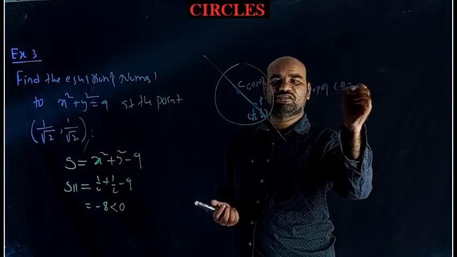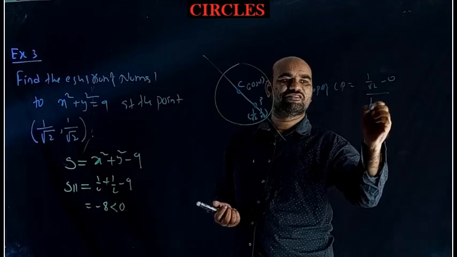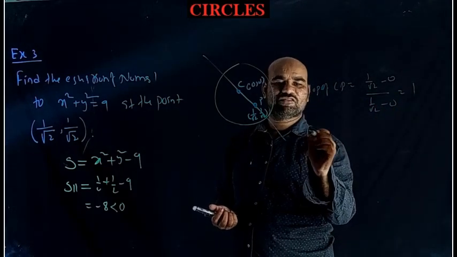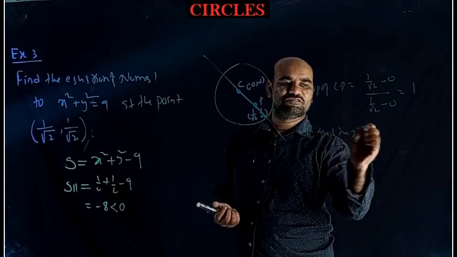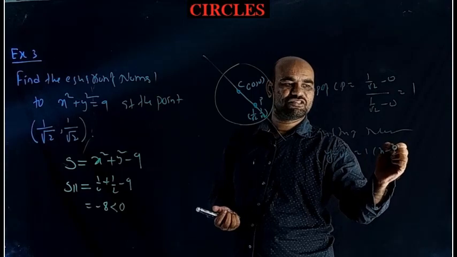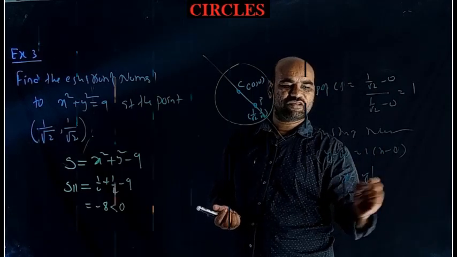Slope of CP is equal to 1 by root 2 divided by 1 by root 2, that is equal to 1. The point is (0, 0). Equation of normal: y minus 0 equals 1 into x minus 0, that is x equal to y.